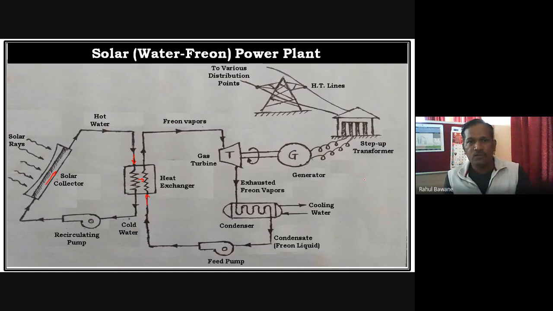Next, solar energy is a renewable energy source, because daily we get solar energy. But at the same time, it has the drawback that a solar power plant only works in the day period. Everyone knows why, because at night there is a deficiency of solar rays. So obviously at night this plant cannot work.